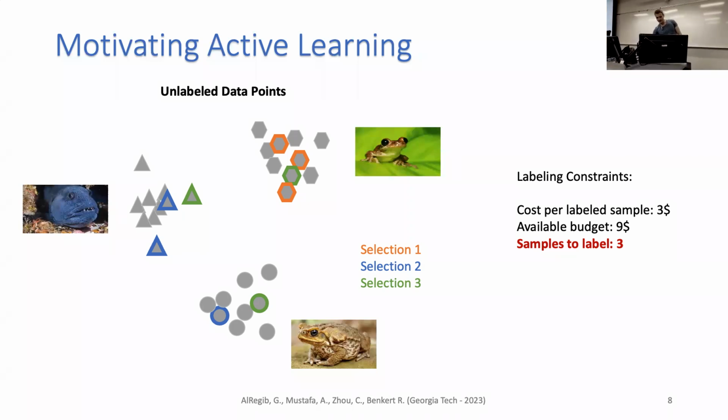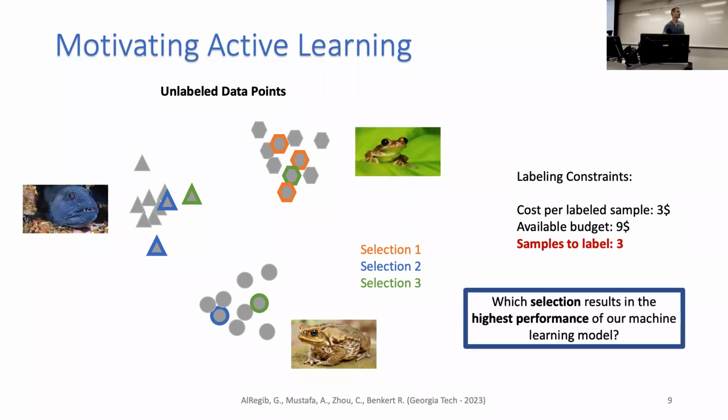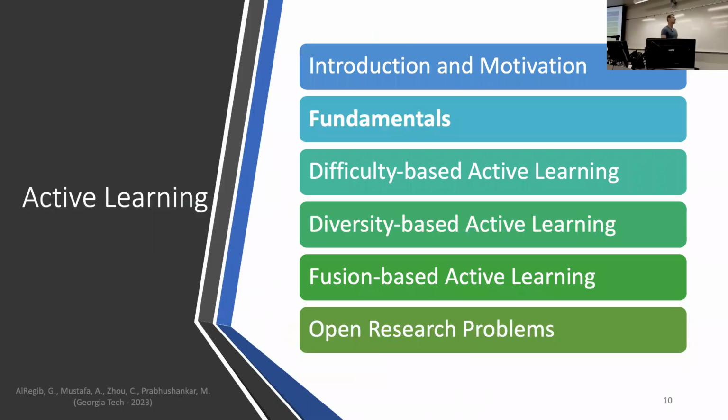So that's going to be the center of today's lecture, meaning which selection of these samples are we going to go for in order to maximize the performance of our active learning, of our deep learning algorithm, if we only have a limited amount of budget available. So that was basically discussing why we're doing this.